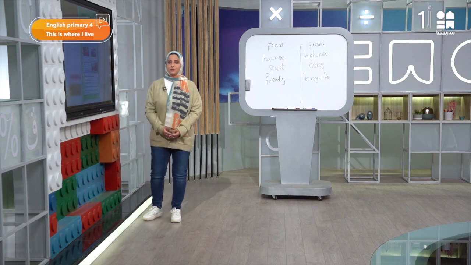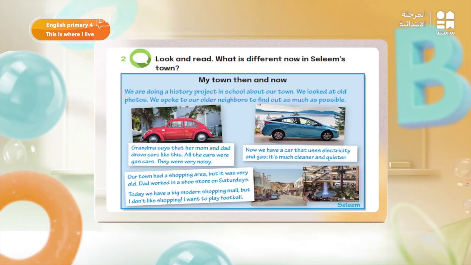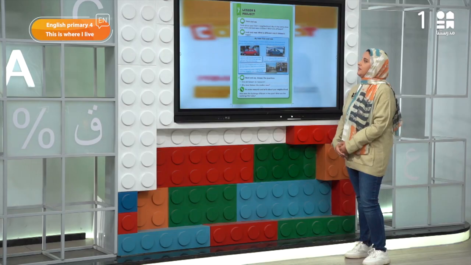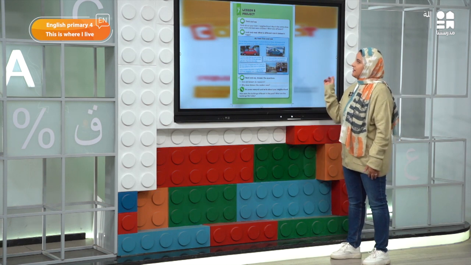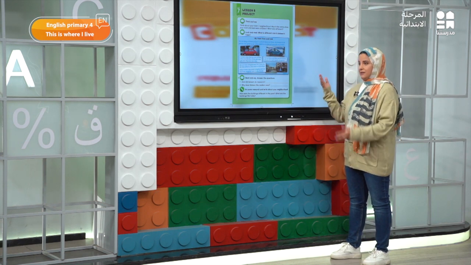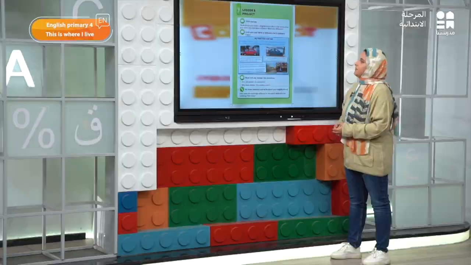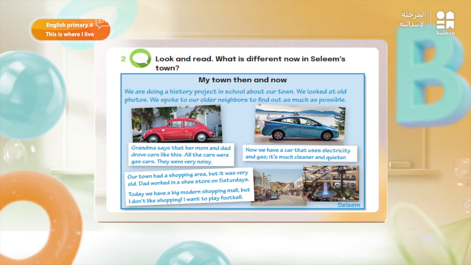In exercise number 2, look and read. What is different now in Slim's town? سليم ولد هيحكي لنا الفرق ما بين النيبرهود زمان والنيبرهود دلوقتي. هو ايه اصلا يعني ايه نيبرهود؟ نيبرهود يعني المكان اللي احنا عايشين فيه، المنطقة اللي احنا عايشين فيها. My town then and now. يعني الماضي ودلوقتي. We are doing a history project in school about our town.